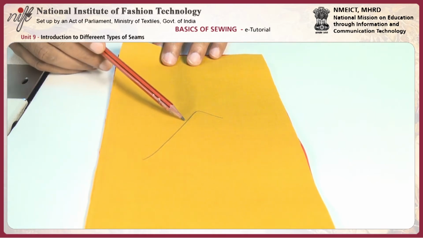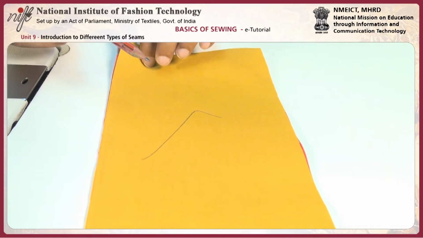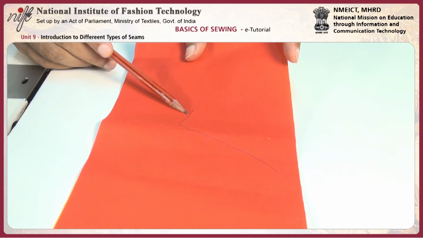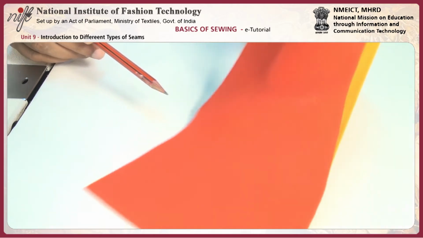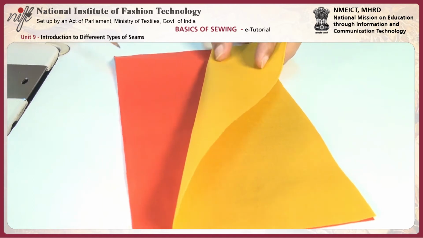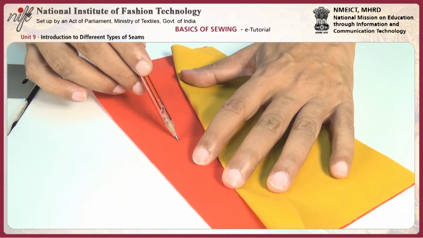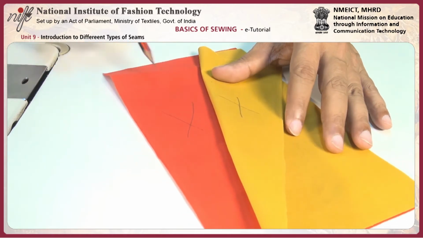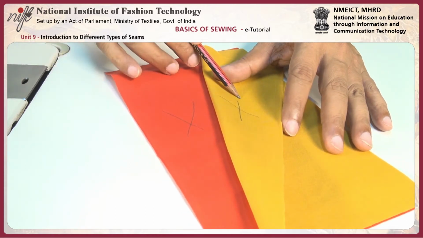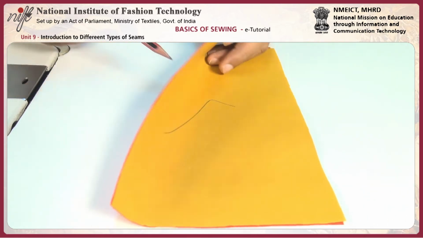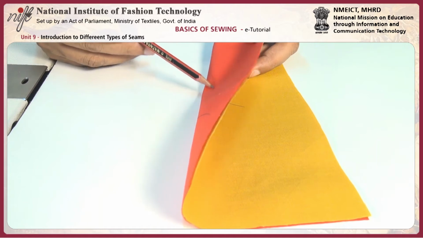that's why we mark it with pencil. And the bottom side is also right side. It means in these two plies the wrong sides are facing each other. This is the wrong side, this is the wrong side. The right side of the material is this one and the bottom side is also right side, facing down.